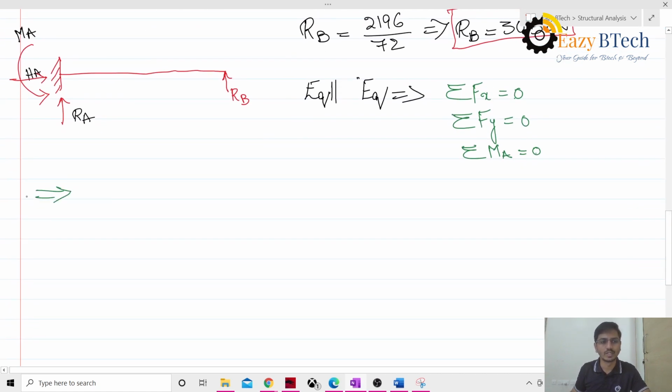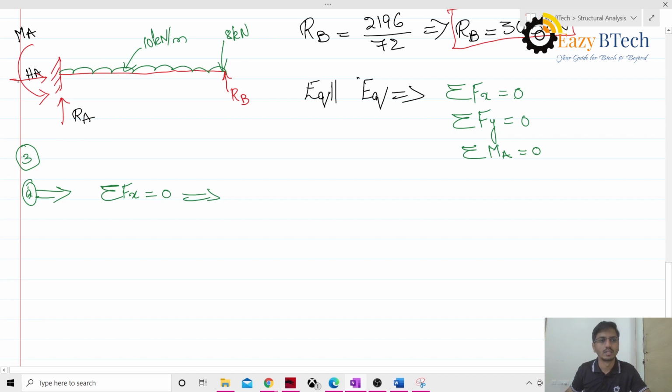So the first step, finding the reactions, is the third step of this. In 3A, the part is sigma Fx equal to 0. Since there is no horizontal load acting, for the point load, this is 8 kilonewton and this is 10 kilonewton per meter. Since no horizontal load is acting, HA equal to 0.